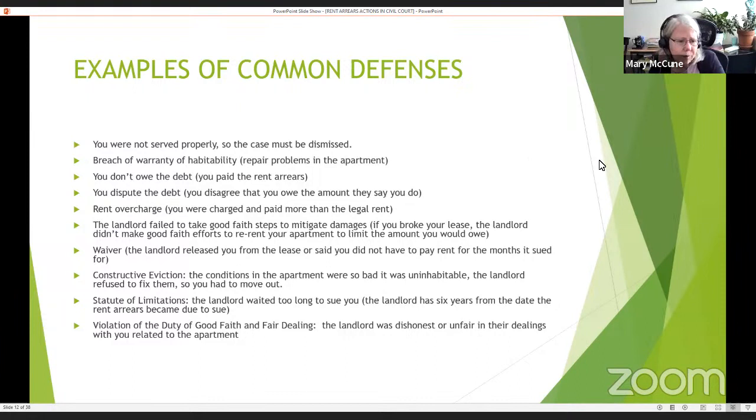Violation of the duty of good faith and fair dealing. That means the landlord was dishonest or unfair in their dealings with you in some way related to the apartment. Like maybe they rented you an apartment that was illegal and you didn't know, or they said they would put in a stove that worked and they never did, or they said you could move out and they wouldn't go after you for the money, but then they did anyway, that kind of thing.